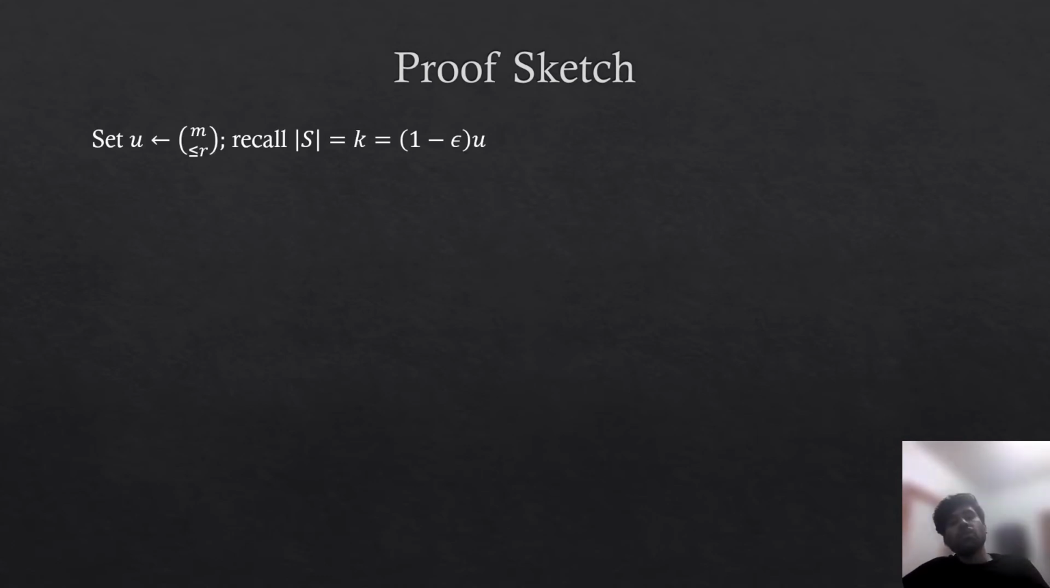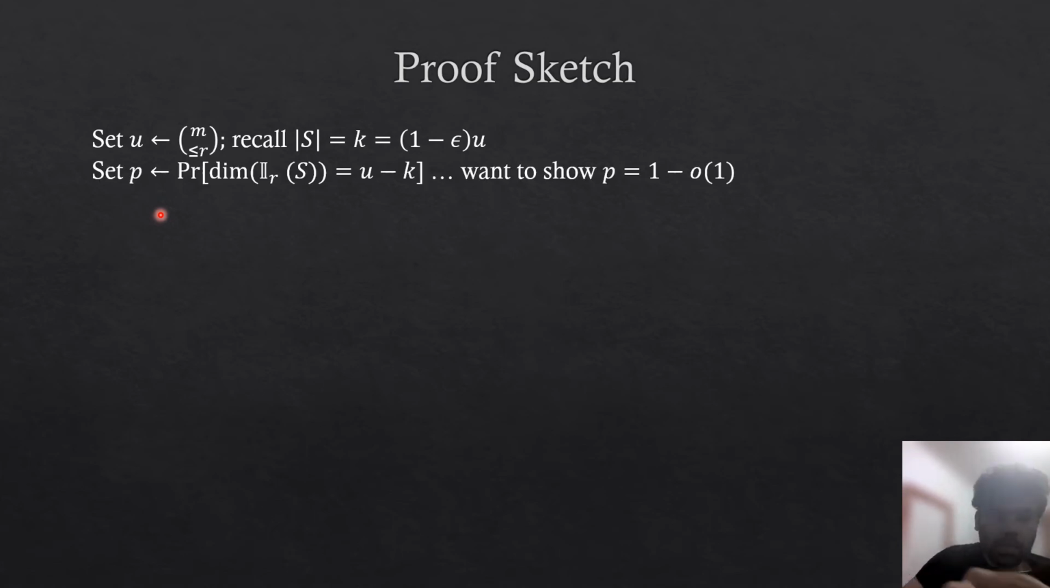So we return back to our original question. For notational convenience, we are just going to set u to be m choose less than or equal to r, and recall that we are erasing k points which are very close to m choose less than or equal to r, like just epsilon shy of it. And we are also going to set the probability that the dimension of IRS, which is the space of polynomials which vanish at s, is u minus k, which is the lowest it could be. This probability we are going to set to p, and what we really want to show is p is 1 minus little o(1), that is p is very close to 1.